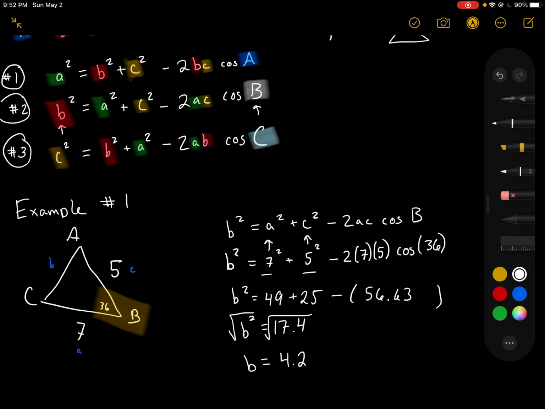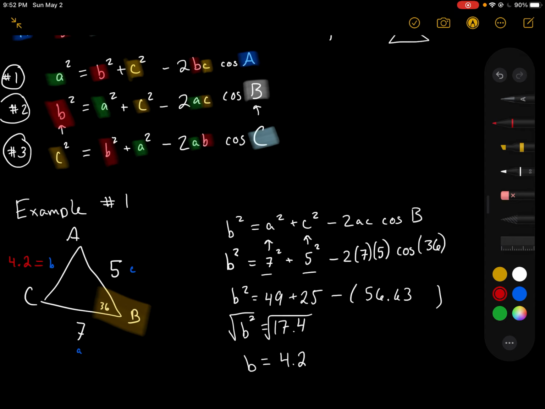So again, very similar to law of sines, when we get to this point, we're really just plugging things in: the little a, the little c, and the angle that we know. When we do that, we're able to solve for other things that we don't know. So in this case, the new thing that we solve for is that this little b equals 4.2.